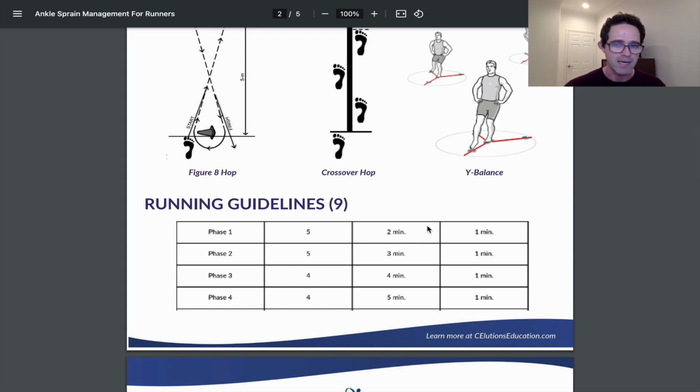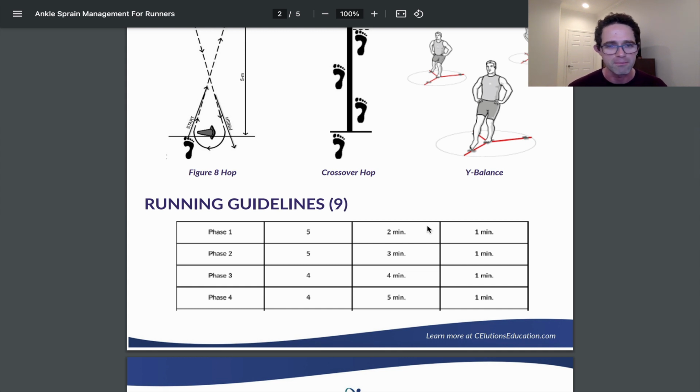Obviously, over 30 minutes might be a goal for some runners, and some runners may be having pain over that 30 minutes, but 30 minutes is kind of a good threshold to use. Again, the running guidelines, there's a nice handout. If you'd like the handout, please let me know. I'm happy to send it to you.